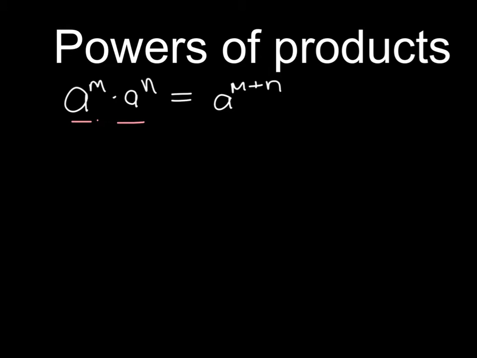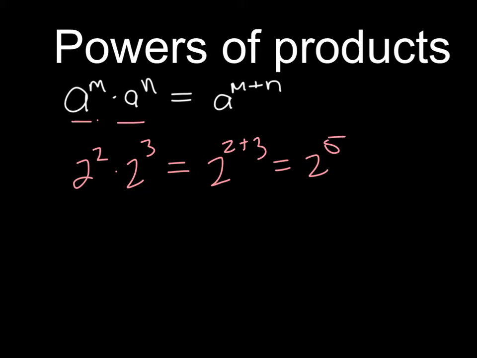So if we look at a numerical example, if we have 2 squared times 2 to the third, that's the same as 2 to the 2 plus 3, or 2 to the 5th power. You can confirm that yourself by doing 4 times 8, and you know that's 32, and that's also equal to 2 to the 5th, which is equal to 32. Both of those are the same.